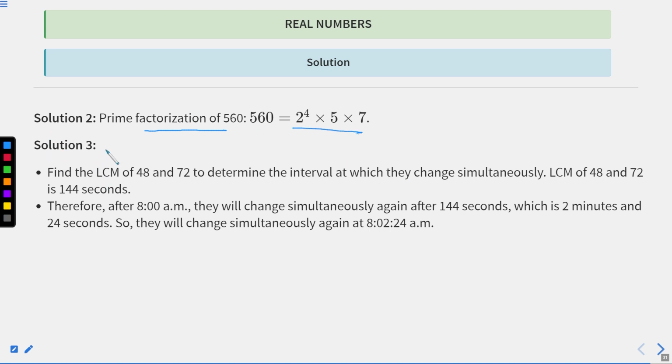And for problem 3 solution, find the LCM of 48 and 72 to determine the interval at which they change simultaneously. The LCM of 48 and 72 is equal to 144 seconds, that is 2 minutes 24 seconds. Therefore, after 8 a.m. they will change simultaneously again after 144 seconds, which is 2 minutes 24 seconds. So they will change simultaneously again at 8 hours 2 minutes 24 seconds a.m.